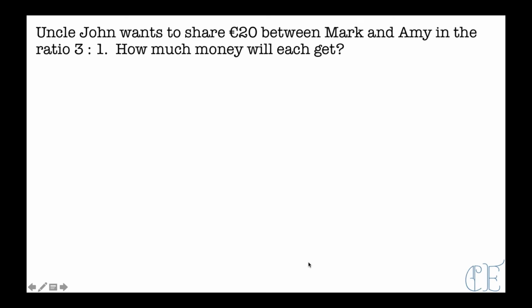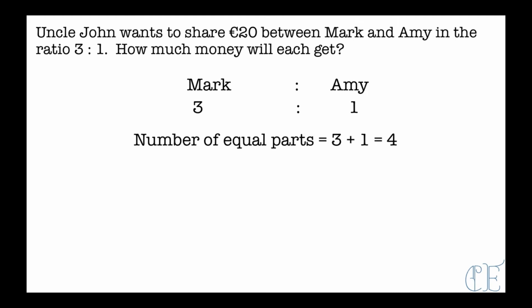Okay, why don't you pause the video and have a go at this example? Okay, if you've paused the video and had a go, let's have a look at the question. Uncle John wants to share €20 between Mark and Amy in the ratio of 3 to 1. How much money will each get? So we know that we've got Mark and Amy and they're sharing money in the ratio of 3 to 1. Altogether that means they've got 4 parts. 3 plus 1 is 4.